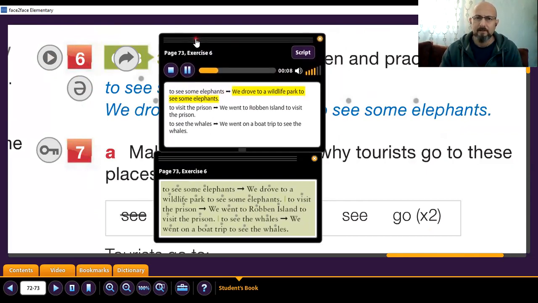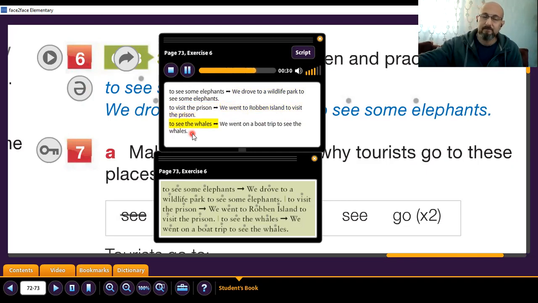We drove to a wildlife park to see some elephants. We drove to a wildlife park to see some elephants. Yeah, practice, guys. To visit the prison. To visit the We prison. went to Robben Island to visit the prison. We went to Robben Island to visit the prison.